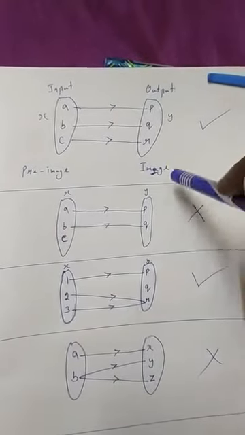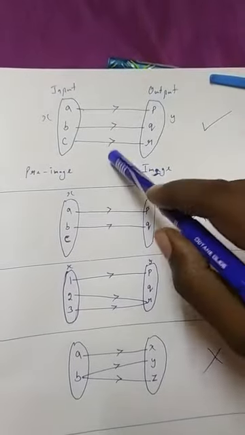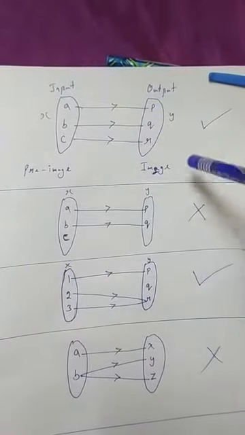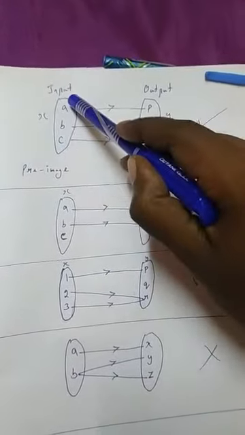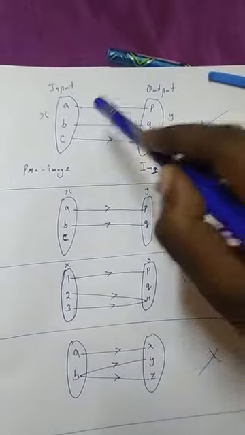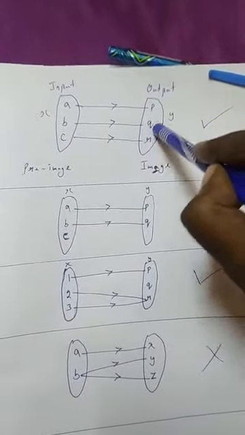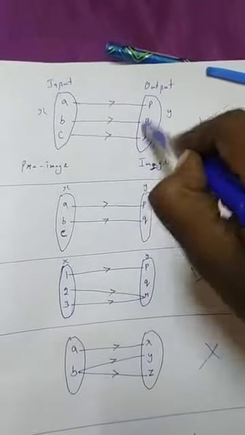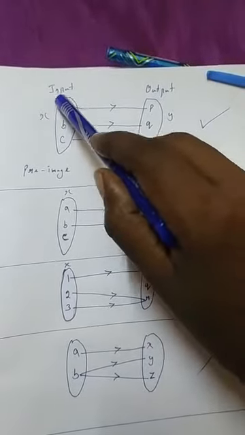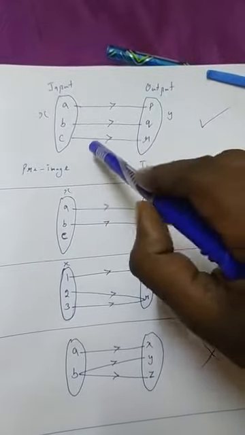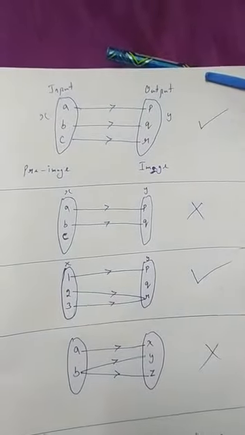So this is the condition for a function. This is the only difference between relation and function. Relation and function are nearly the same, but in a function we have two conditions. First, all the elements in the domain must have an image, and second, the images must be unique, which means each element must have only one image. Yes, A has only one image, B has only one image, C has only one image. Therefore it is a function.